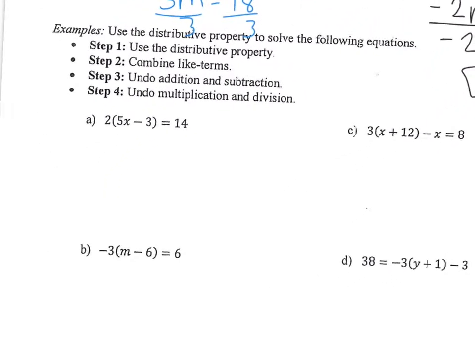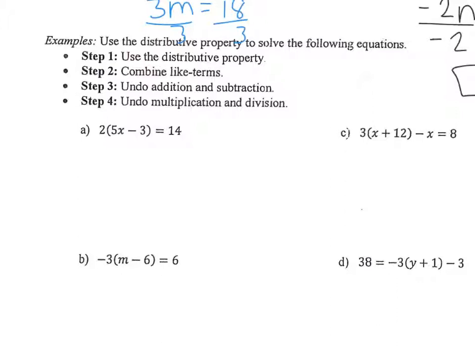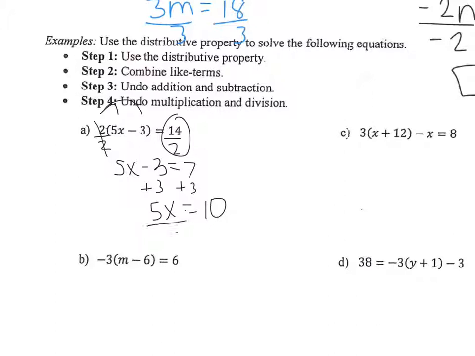So for this problem, technically, there's two ways you could do it. Letter A. You can either divide by 2 first, because it's 2 times 5x minus 3, or you could do the distributive property and then solve for x. Whatever way makes more sense to you. So now I'm going to have 5x minus 3 equals 7, and then I add 3, so 5x equals 10, divided by 5, x equals 2.